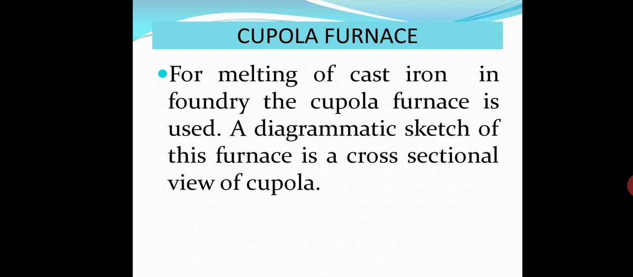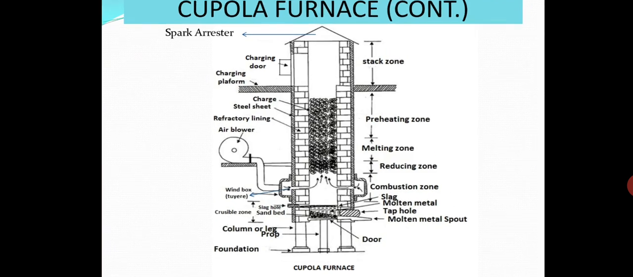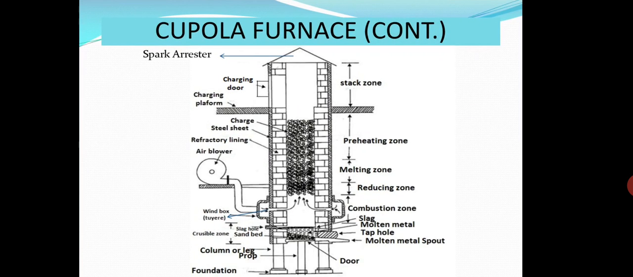For melting of cast iron in a foundry, the cupola furnace is used. The diagrammatic sketch of this furnace is a cross-sectional view of the cupola. Now we will see the diagram. So this is the diagram of the cupola furnace.